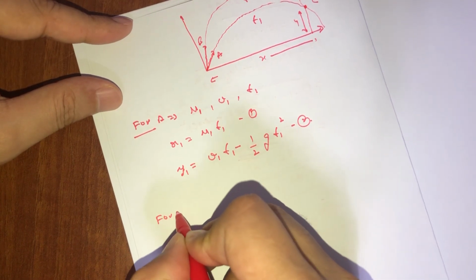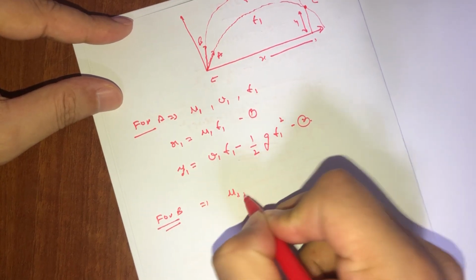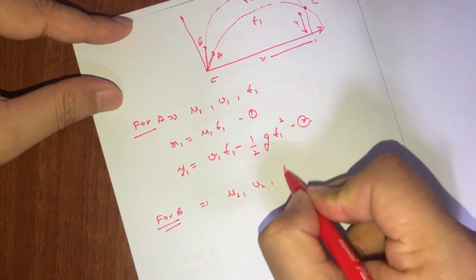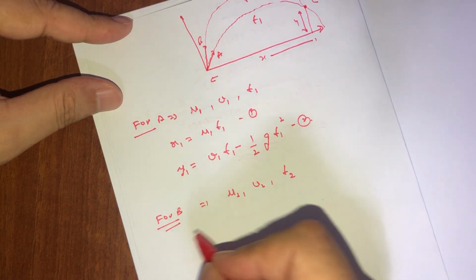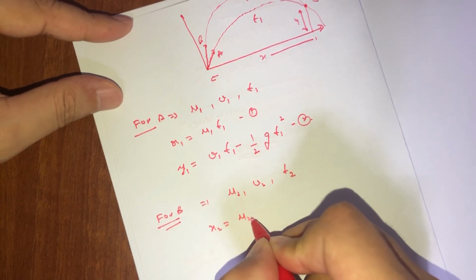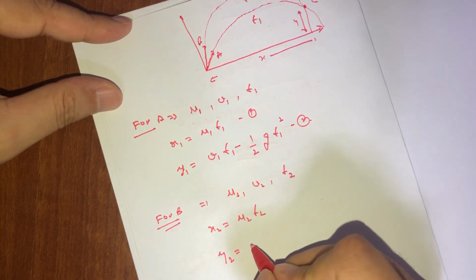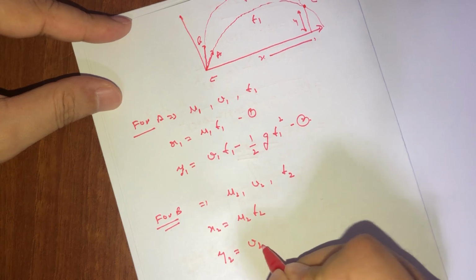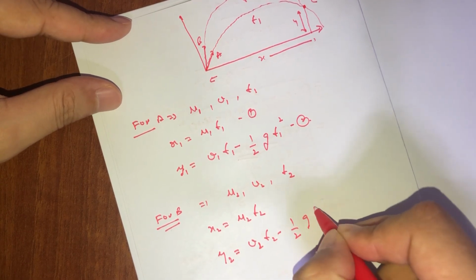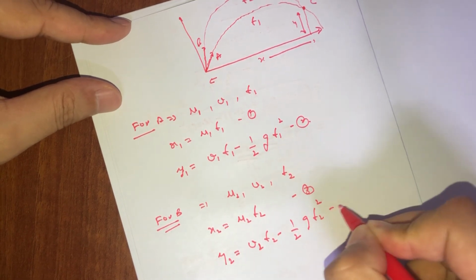For particle B, u2 is the horizontal component, v2 is the vertical component, and the time is t2. So similarly x2 is equal to u2 into t2, and y2 is equal to v2 multiplied by t2 minus 1/2 g t2 square. Let these be equation number 3 and equation number 4.